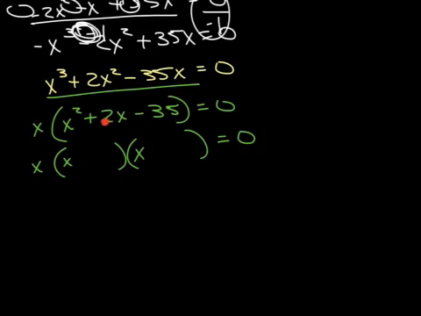Okay, so what we've got is a 5 times 7. 5 times 7 is 35, and the difference between 5 and 7 is 2, but we need to make sure we put the right sign on there. So negative 5 times positive 7 is negative 35. Negative 5 plus 7 is a positive 2, so those are the correct ones.